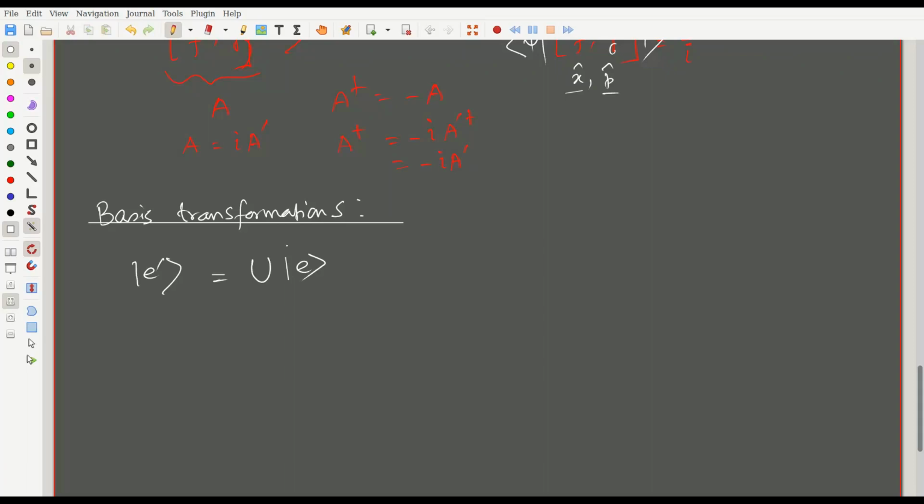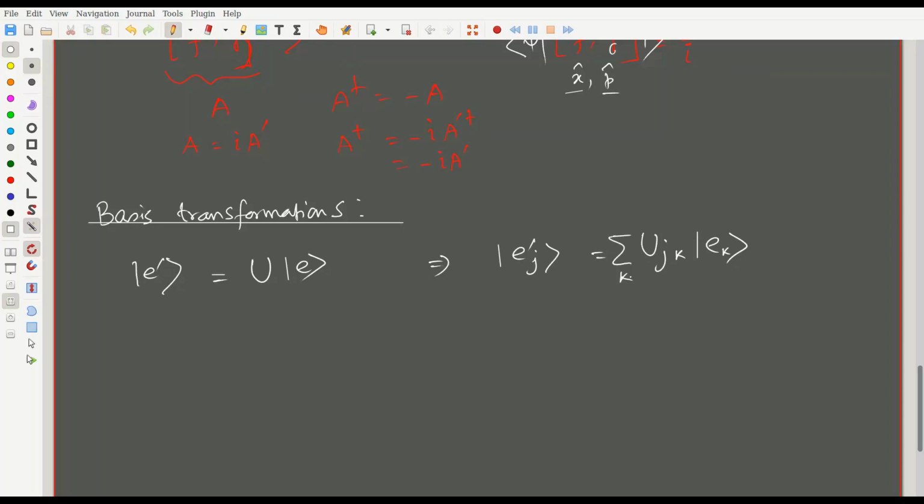So U is a matrix. In component form, you would probably write E prime j equals U jk E k, sum over k, of course. That is the basis transformation, so you go to a different basis. Now the basis is our choice, right? So that does not change the physics. What basis you do your physics in should not matter at all.